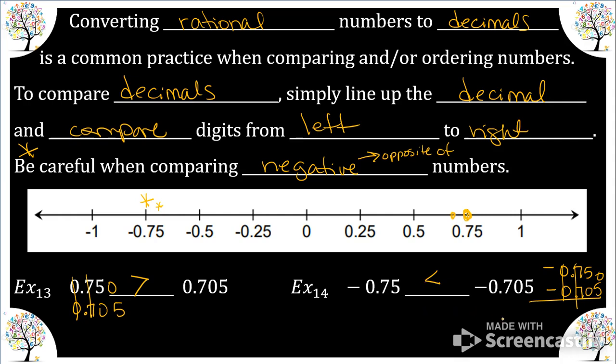Another way you can look at this, like I was mentioning earlier, is if I pretended these were both positive, like in example 13, I would know that 5 is greater than 0. So I would say this number is greater than, but then I have to pause and say, oh, but I have negative, so I need to think the opposite of that. So the opposite of greater is less than.